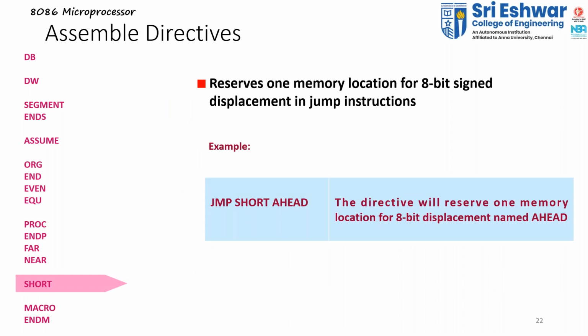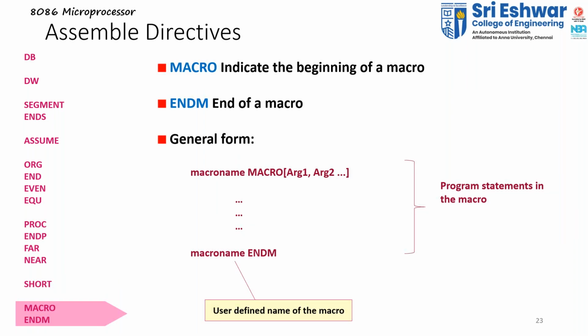And next one is SHORT. This reserves one memory location for an 8-bit signed displacement in a jump instruction. Short jump and long jump are available. The short jump is used to reserve one memory location for an 8-bit displacement to the named label ahead. So the short jump reserves a memory location for jump conditions.